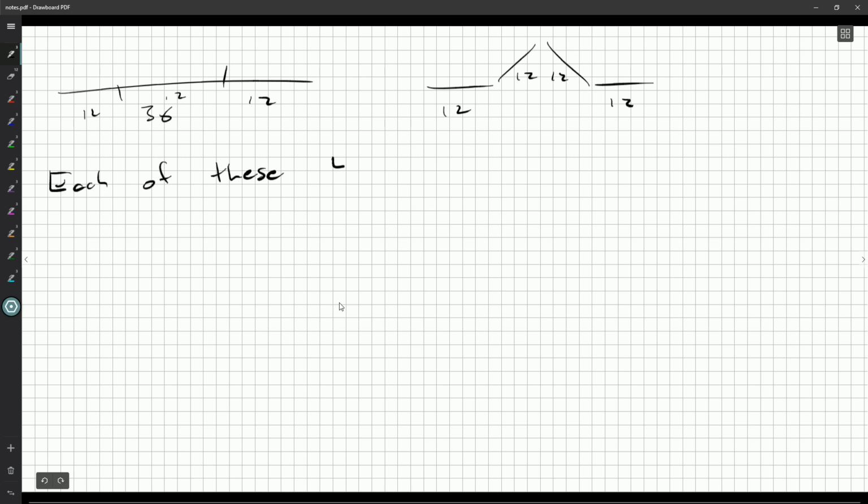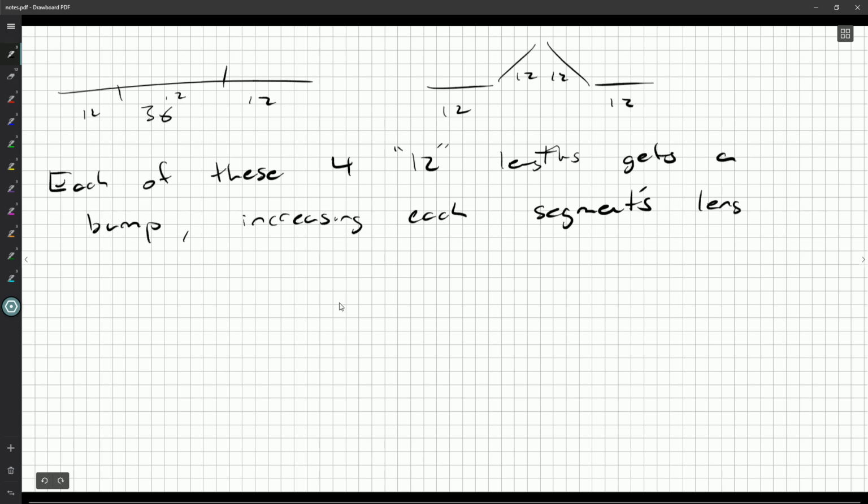Each of these four 12 lengths gets a bump, increasing each segment's length by a factor of 4/3. And so that'll be 4/3 times 12. So 12 over 3 is 4. 4 times 4 is 16. So 4 times 16 is 64. So that's one way to write it out.